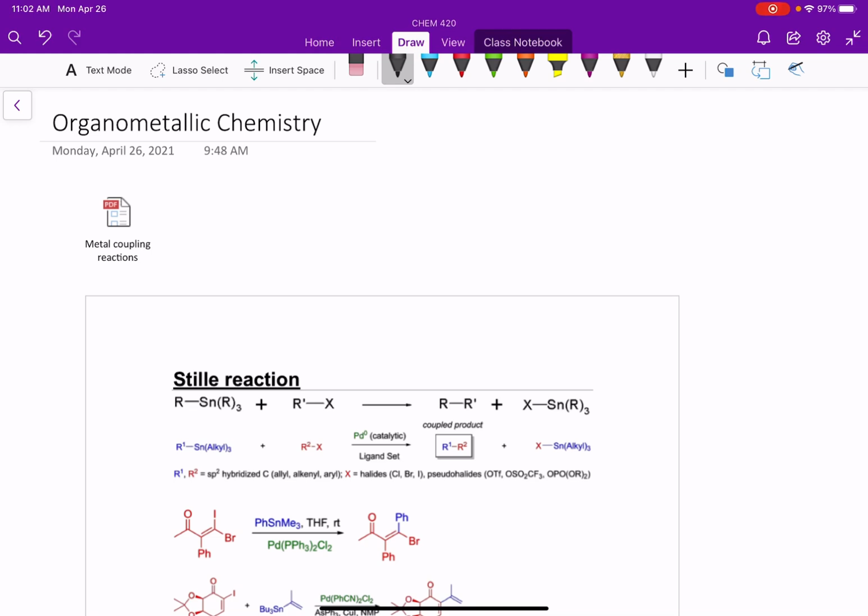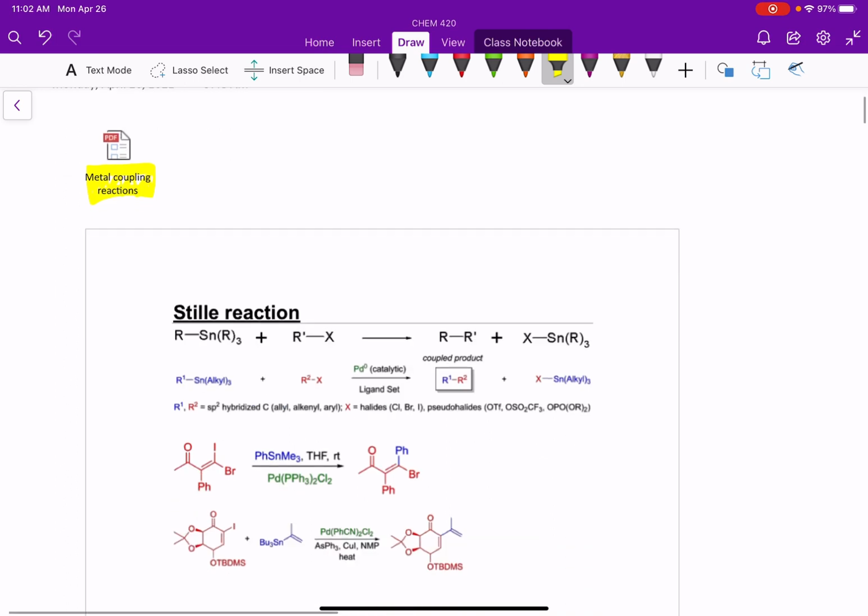All right, in this video, we are going to talk about some organometallic reactions, some organometallic chemistry. Specifically, we're going to be looking at some coupling reactions catalyzed by metals. So there's four reactions we're really going to look at. The first is the Stille reaction.